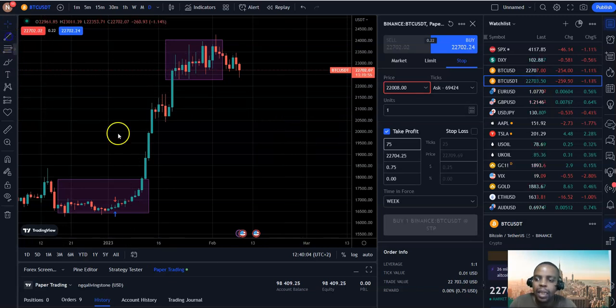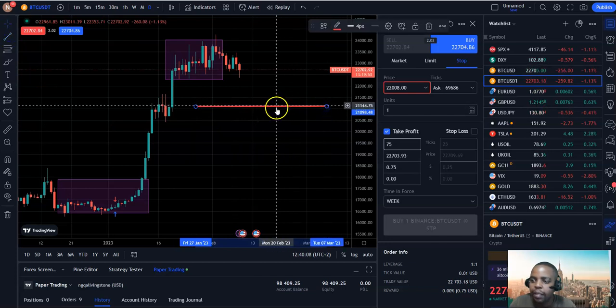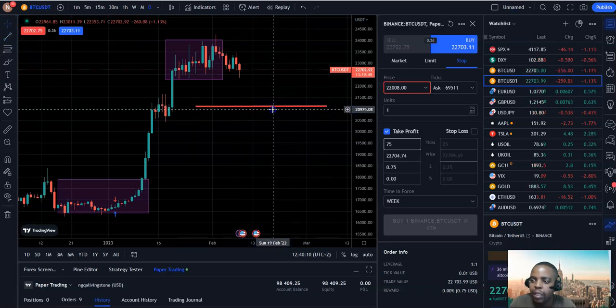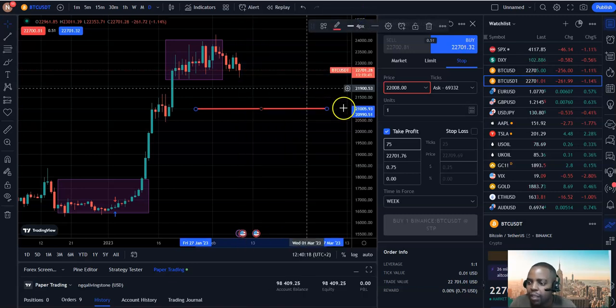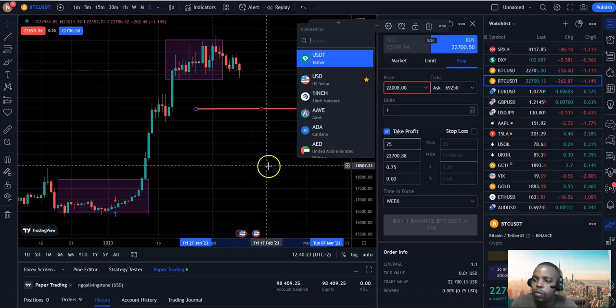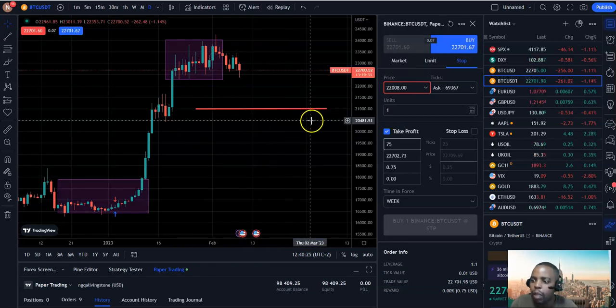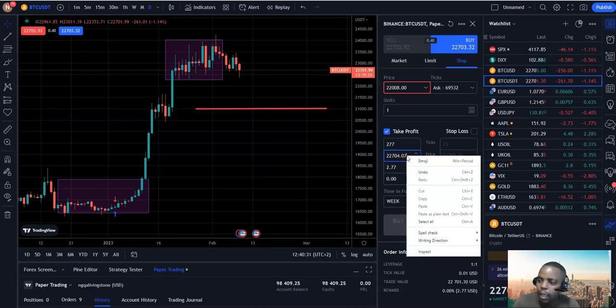Let me use my trend line as well. Okay, I want to take profit maybe here. Down here, all the way down. It must not go beyond 22,000. I want to take profit here, at 21,000. If it falls all the way down, it can go down to 21,000, for example. Okay, just take it out.